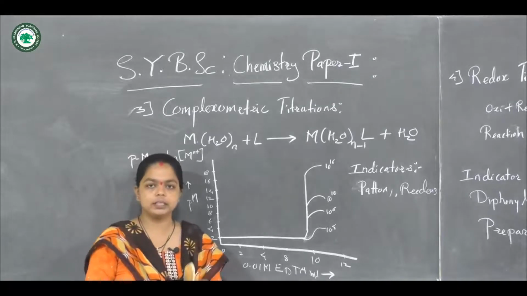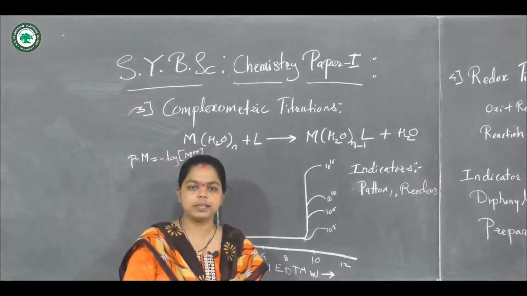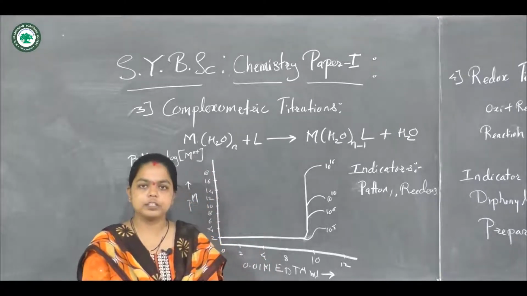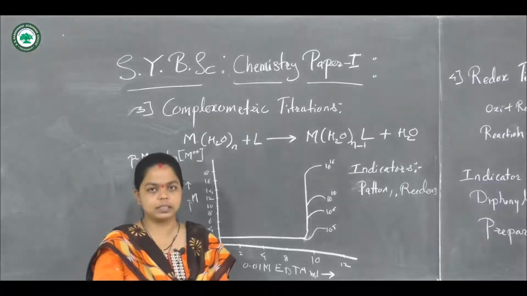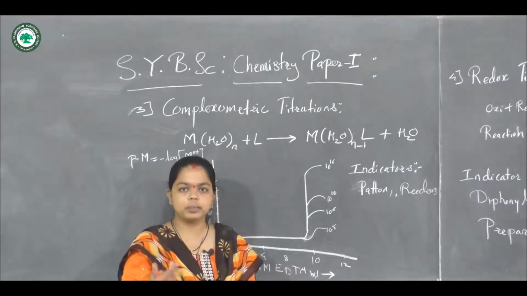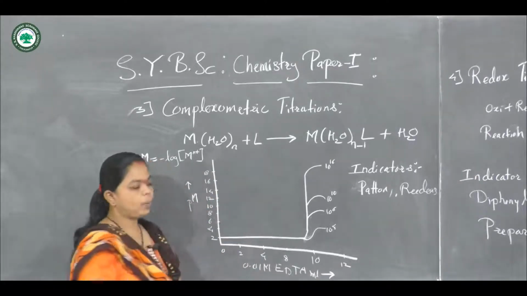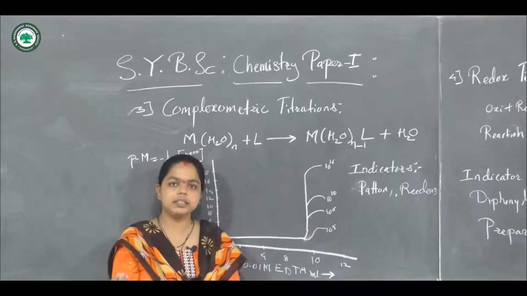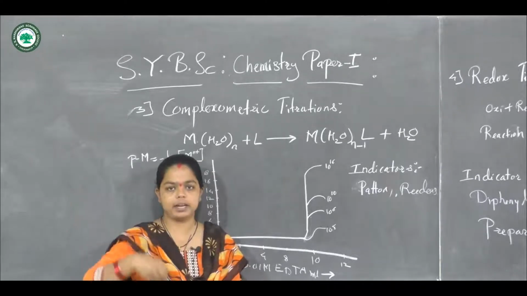We know that different geometries are given for complexes: square planar geometry, tetrahedral, and octahedral. Generally when six ligands are present, the geometry will be octahedral. So in this complex, the metal ion is present at the center and it is surrounded by the ligands.